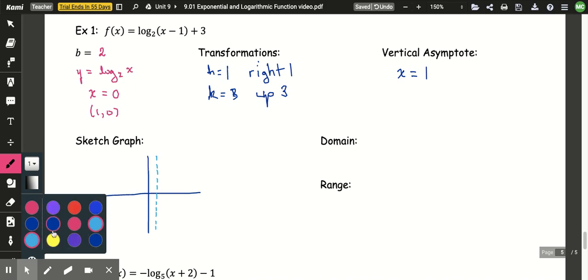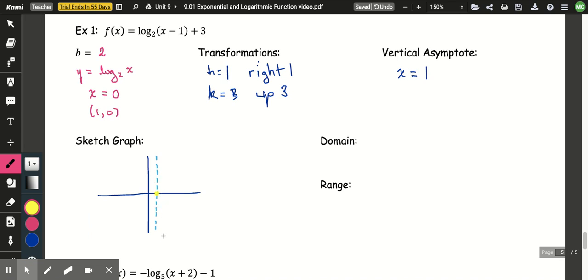And then I'm going to use the x-intercept from the parent function. And I'm going to translate that however it tells me to with the transformations. So this one says that I'm supposed to move to the right 1. So that means I would add 1 to the x value. So I would put it at (2, 0). And then I have to move it up 3. So that means I add 3 to the y value from that new point there. So that would be (2, 3). So the point that used to be at (1, 0) is now at (2, 3). So (2, 3) would be about right there.